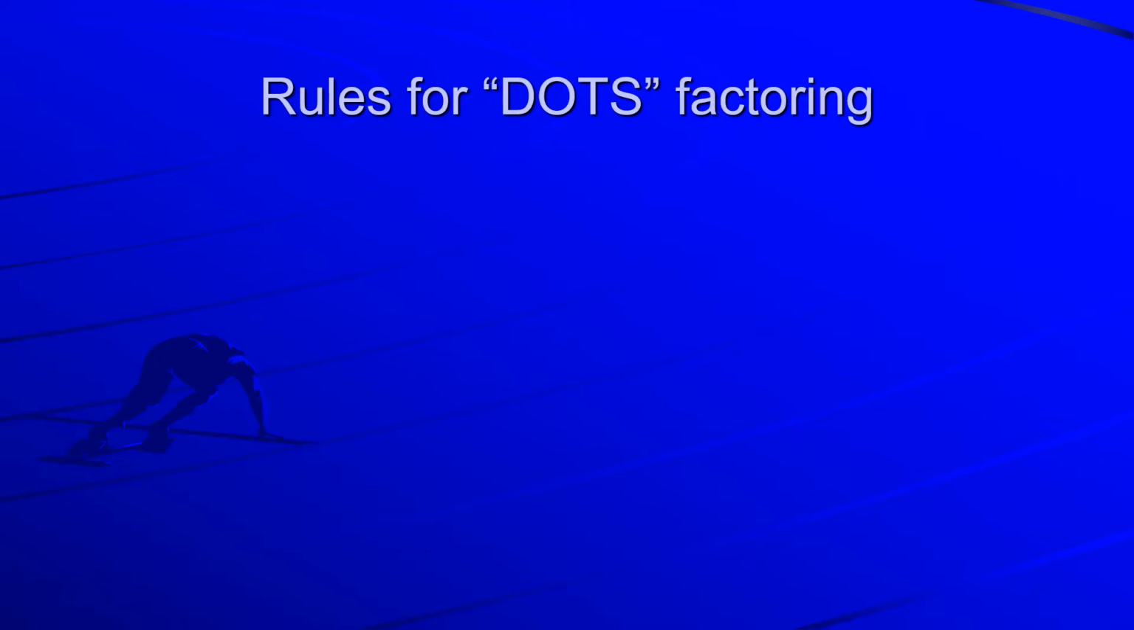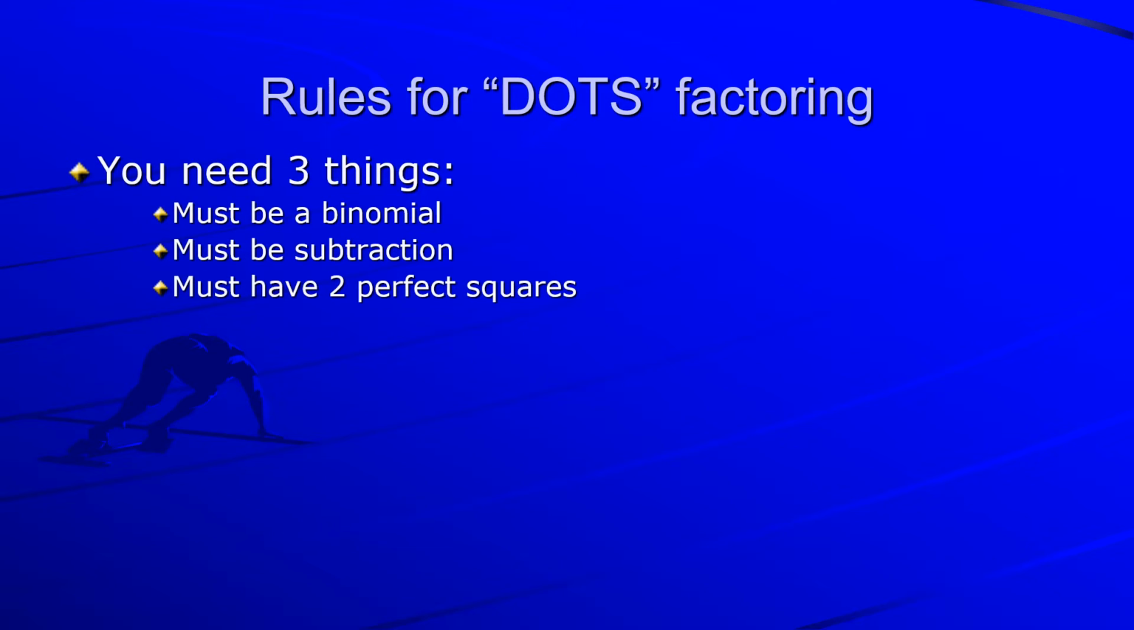Let's take a look at the rules for what we call difference of two squares factoring. Again, you need three things. This time it has to be a binomial. You must have subtraction this time. You have to have subtraction. And both of the terms must be perfect squares.